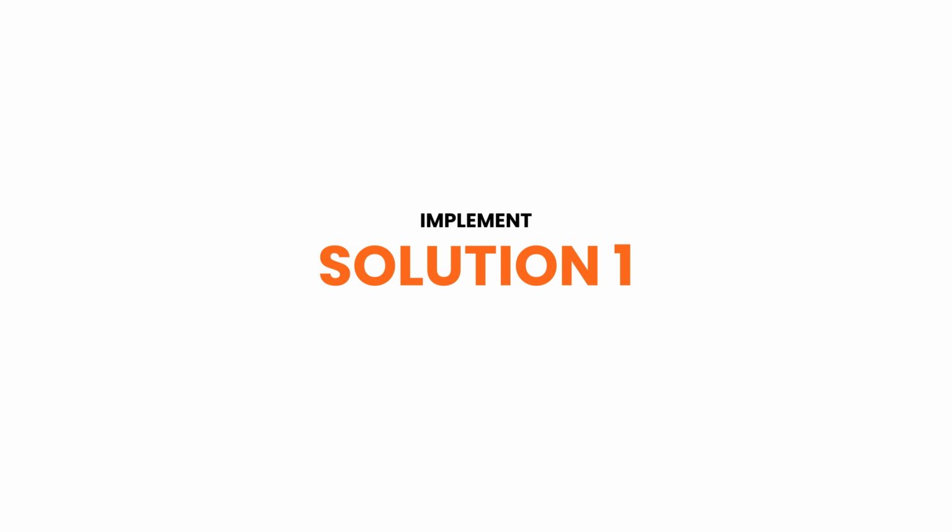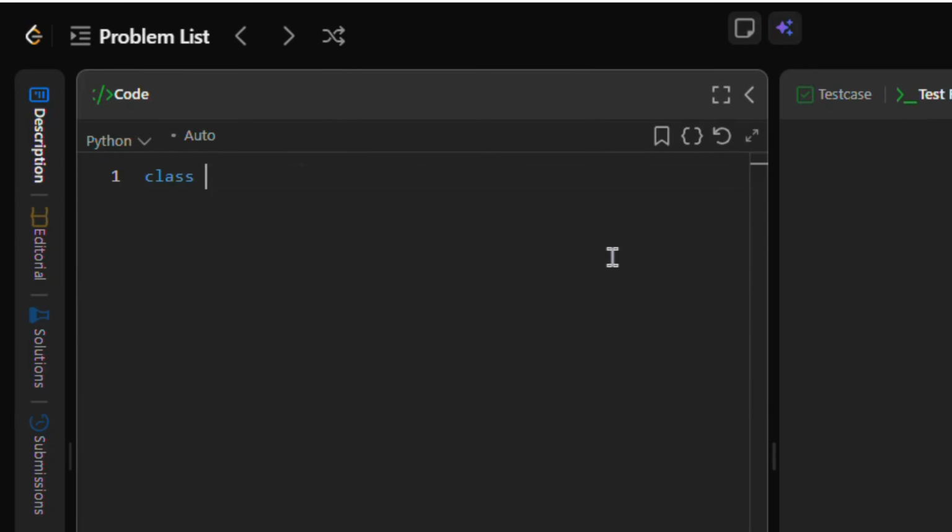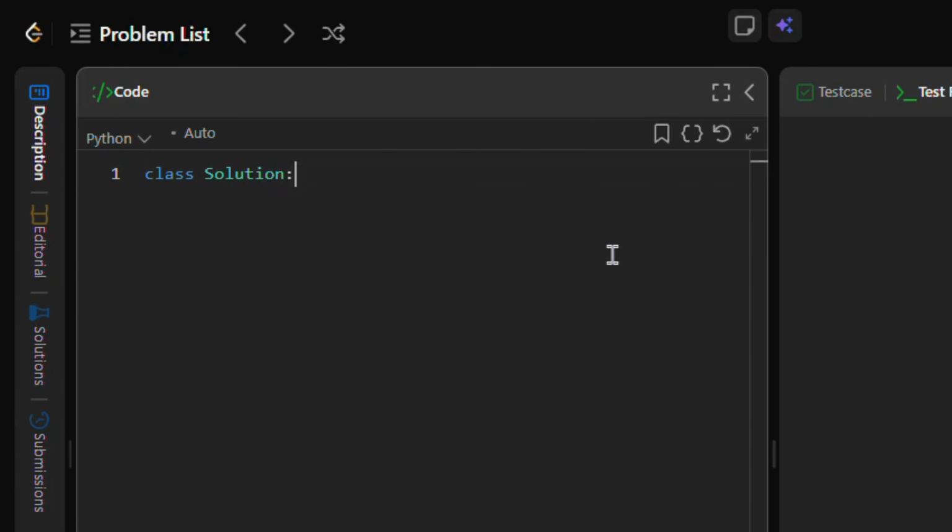Let's try to implement it using solution 1. We start by creating a class named Solution. This is just a container where our method will live. Think of it as opening a toolbox before picking which tool or function to use. This line defines the function maxProfit, which takes a list of stock prices.